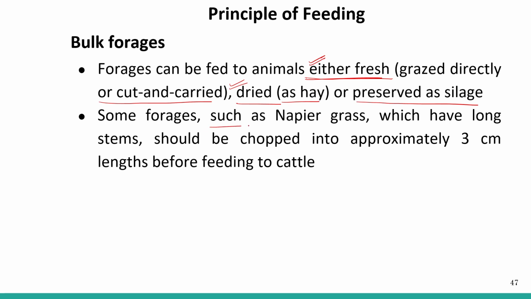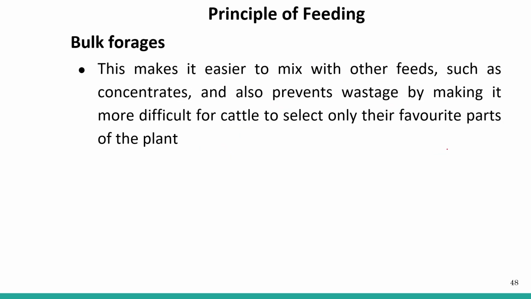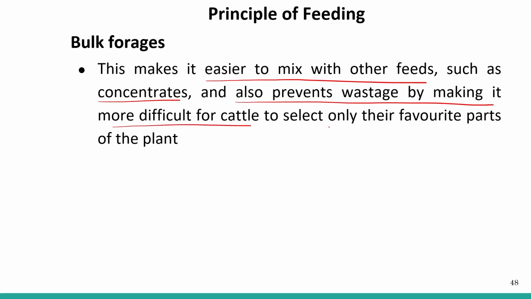Some forage such as Napier grass, which has long stems, should be chopped into approximately 3 cm lengths before feeding to the cattle so that it becomes easy to chew. This makes it easier to mix with other feed such as concentrates, and also prevents wastage by making it more difficult for cattle to select only their favorite parts of the plant.